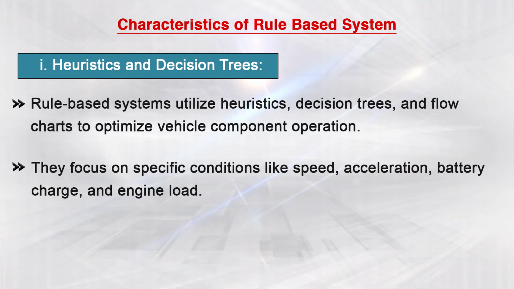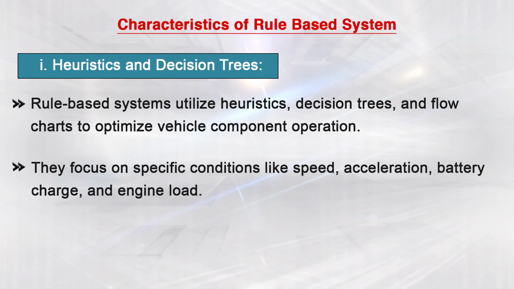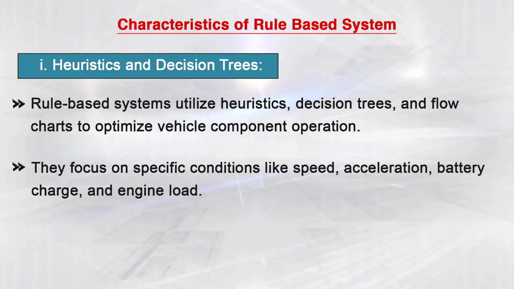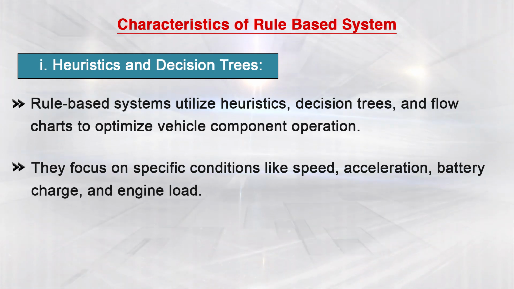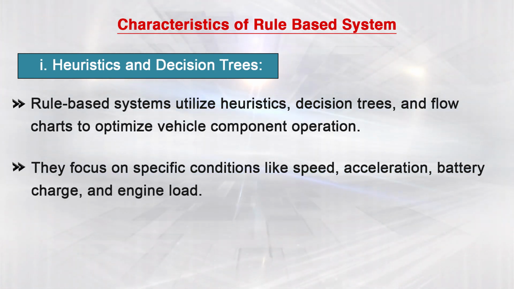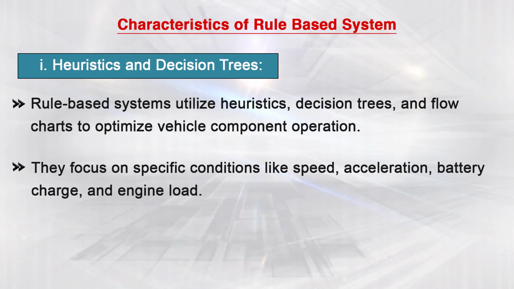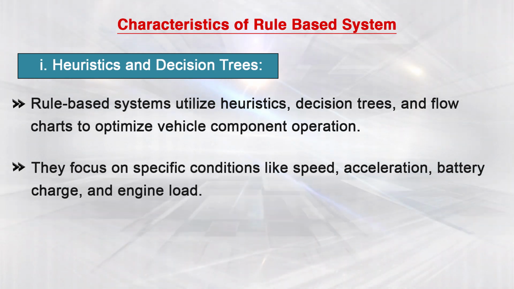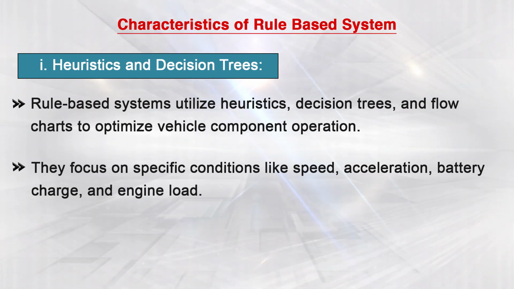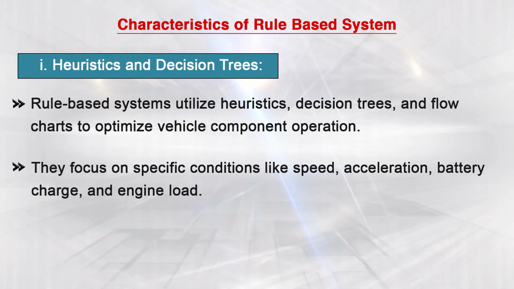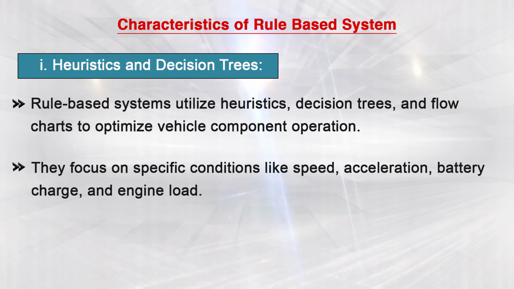The rule-based system often uses a heuristic, decision tree, state diagram and flow chart to manage and optimize the operation of each vehicle component. These rules are typically simple and straightforward, focusing on a specific condition such as vehicle speed, acceleration, battery SOC and load on the vehicle.